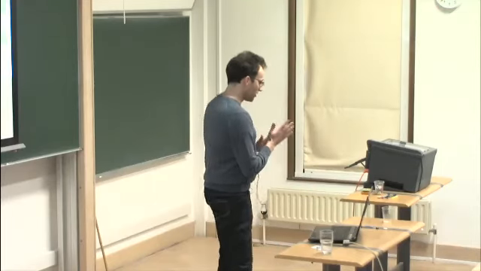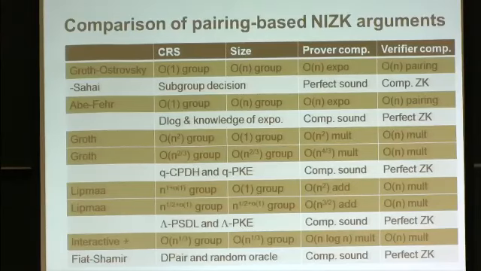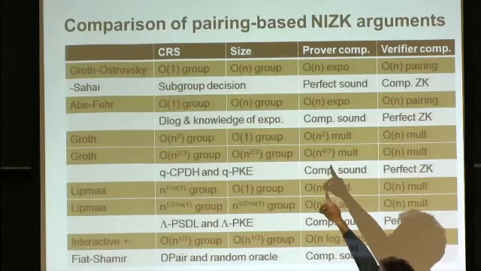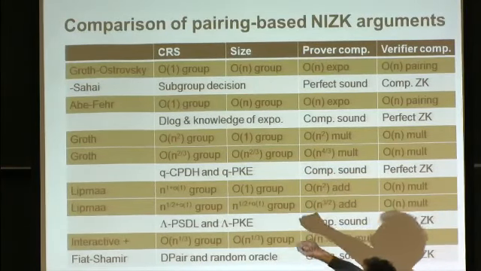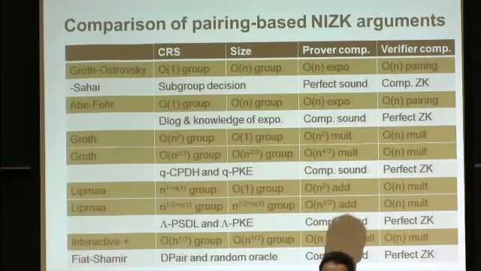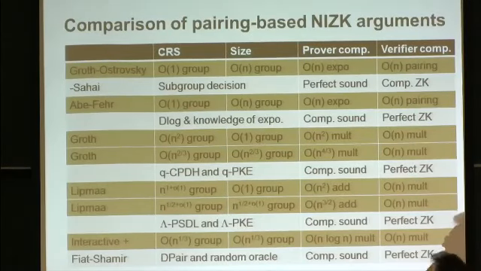Okay. So there's already been quite a lot of work on non-interactive zero-knowledge arguments. I've tried to put up a comparison table here of all the ones that are based on pairings. So you have proofs that are linear in the circuit size, where n is the circuit size. On the top you have Groth, Ostrovsky, Sahai, which has linear size proofs based on the subgroup decision assumption. You can also base it on other assumptions. Then you have Abe and Fehr, who had a construction based on the discrete logarithm assumption and a knowledge of exponent assumption. Sorry, so n is the size of the circuit, just to make sure.